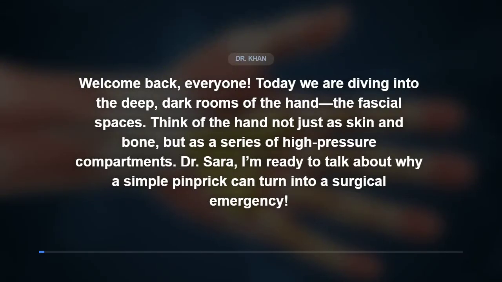Welcome back, everyone. Today we are diving into the deep, dark rooms of the hand, the fascial spaces. Think of the hand not just as skin and bone, but as a series of high-pressure compartments.